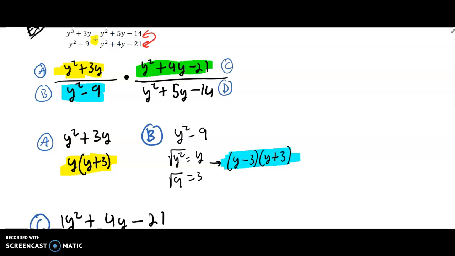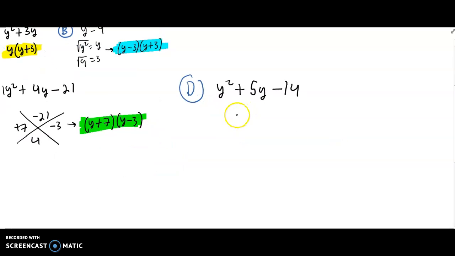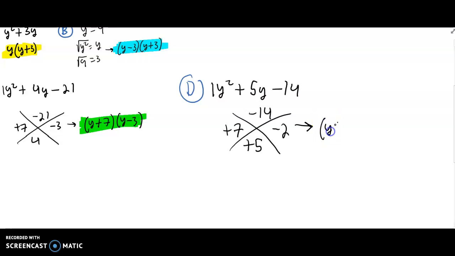Okay, and then our last one here, part D. Let's do it right here. And I have y squared plus 5y minus 14. I'm going to make another x to factor it. Negative 14, positive 5. How about positive 7 and negative 2? The a value again is 1, so I don't need a square. And I get y plus 7 and y minus 2. And these guys were orange.